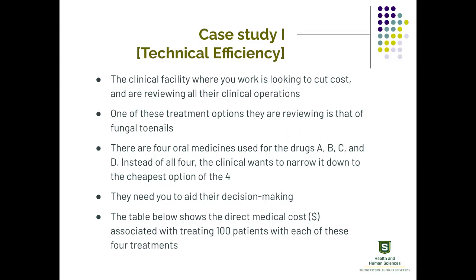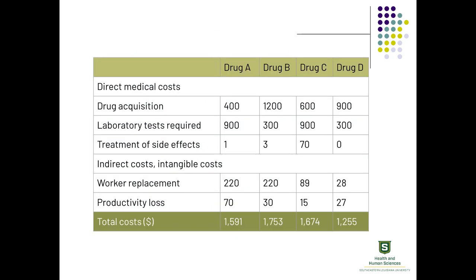And so this is the data that you collected from the organization. Then under your direct costs, you have drug acquisition, laboratory tests, treatment of side effects, but you also put in some indirect costs. You have worker replacement, productivity loss. You put in numbers for those to help you decide what would be the total cost for each treatment option, right? So this is the table that you come up with based on the data that you collected.